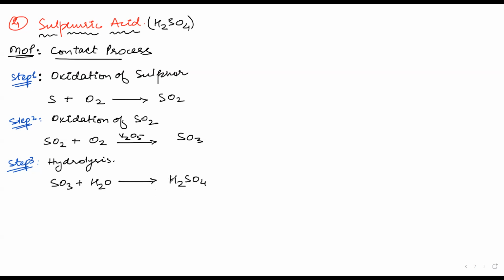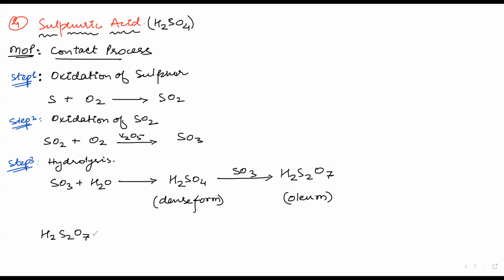Now, this H2SO4 is again reacted with SO3, and you get H2S2O7, which is known as oleum, and this H2SO4 is in dense form. So when H2SO4 is formed, it readily reacts with SO3 and it forms oleum. Now, after that, this oleum, H2S2O7, is taken, and then water is added.